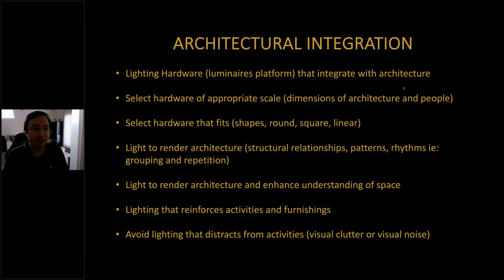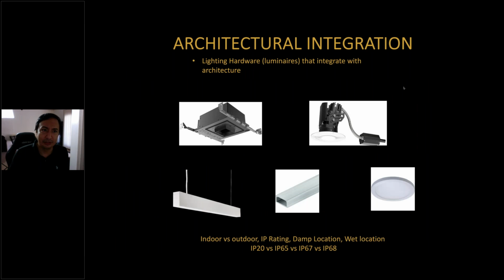We're going to look at using light to render architecture. In other words, to be able to highlight structural relationships, we're going to use patterns, rhythms, groupings, and repetitions to do that. We're going to use lighting to render architecture and enhance the understanding of space, how a space is utilized, how the space flows, and transitions and continuations. We're going to talk about how lighting reinforces activities and furnishings within a space. And finally, just a quick slide on things that you should avoid when implementing lighting. So let's get right to it.